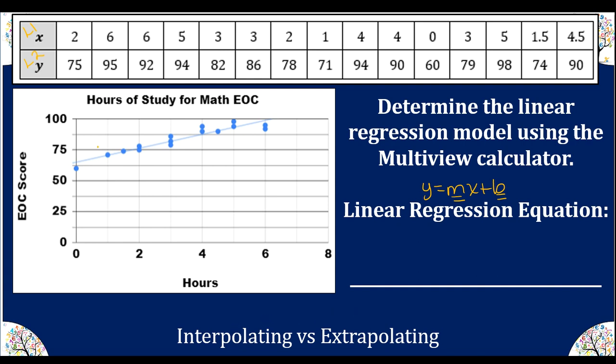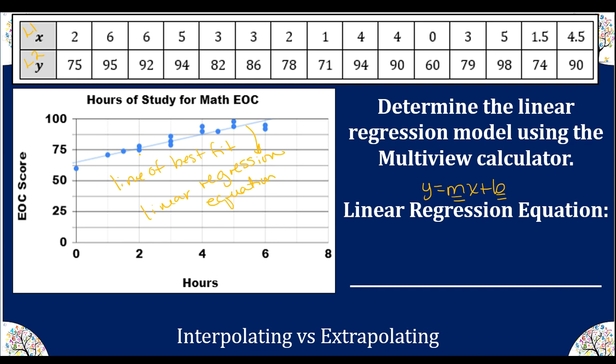So you can see our data points are plotted, and then we have this line. This is our line of best fit. It's also that linear regression equation or regression model. You'll see it said different ways. They are the same thing. So this line is going to be our y equals mx plus b.